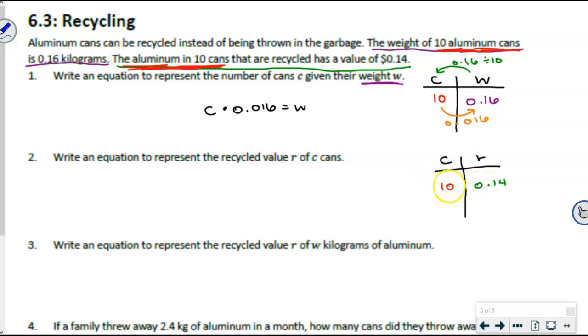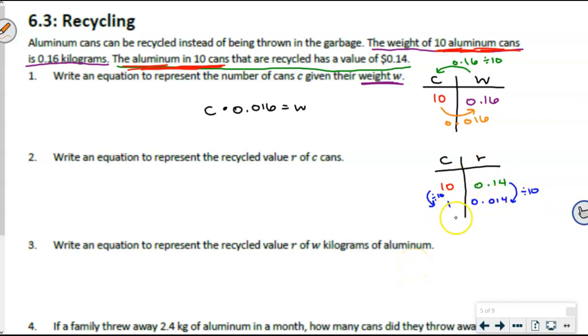I don't know how a 10 changes to a 0.14, but I can think of this as equivalent ratios. I'm going to change a 10 to a 1. How does a 10 change to a 1? We just divide by 10, right? So what am I going to be doing with the other part of that ratio? Divide it by 10. Now 1 can is going to have a value of, let's see, what's 0.14 divided by 10? That's going to be 0.014.